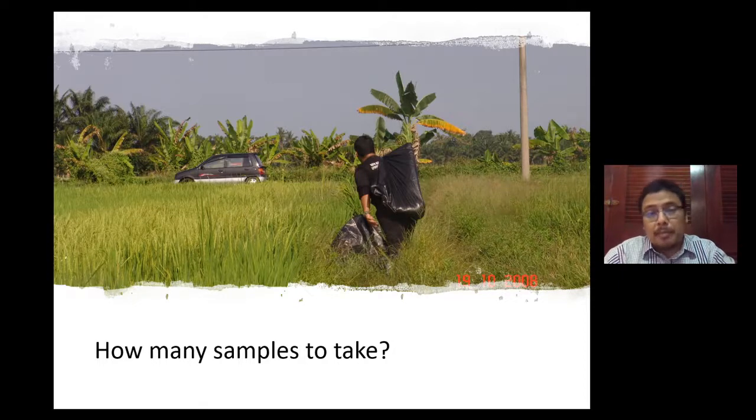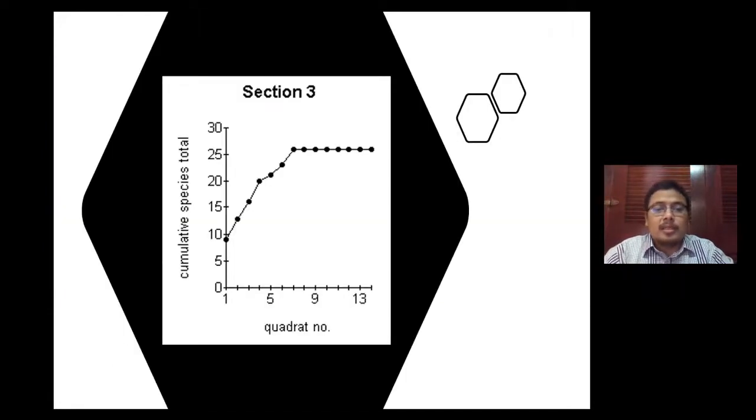Also, there are some mathematical formulas to generate the number of samples. You can refer to the textbook for that, and you can also refer to previous research on the number of samples or sample sizes that the previous research has used. The graph here is an example.